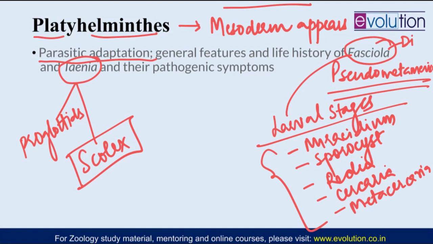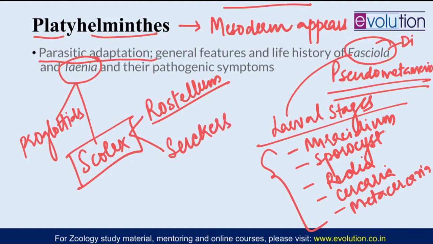Scolex consists of hooks and suckers, and hooks are typically in a part which is called the rostellum, and there are 2 rows of hooks in the rostellum. The inner row has larger hooks, the outer row has smaller hooks. So you have to describe the structure of the hook and the 2 different types of hooks. And then there are suckers also. There are 4 suckers in Taenia solium. And Taenia saginata, which is the beef tapeworm, does not have any rostellum or hooks, but it has 4 suckers. So on that basis you can prepare an 8 mark answer along with a diagram, because that question has been asked.